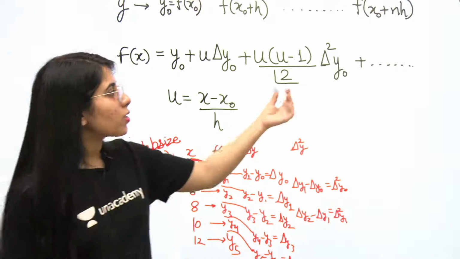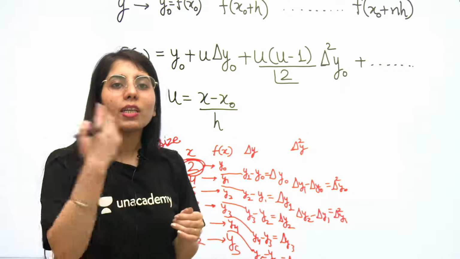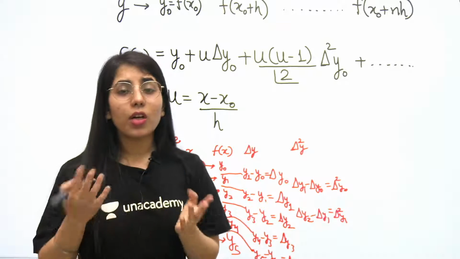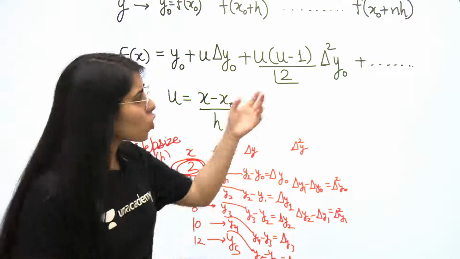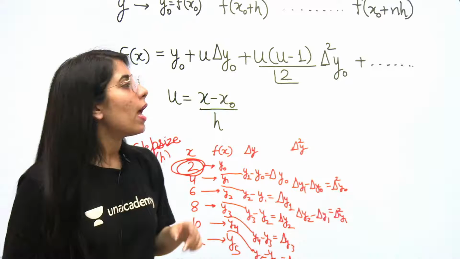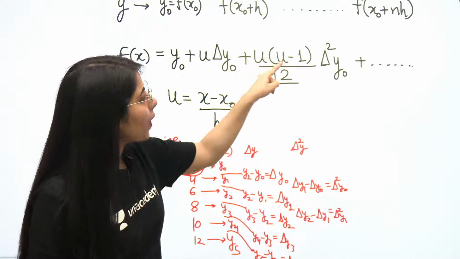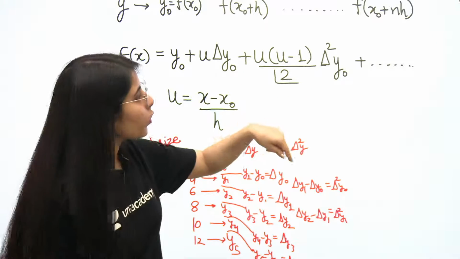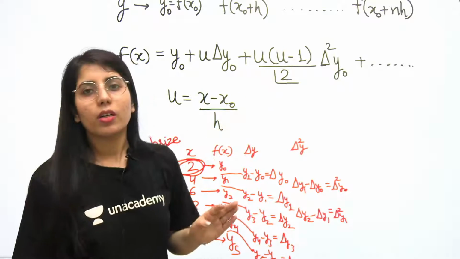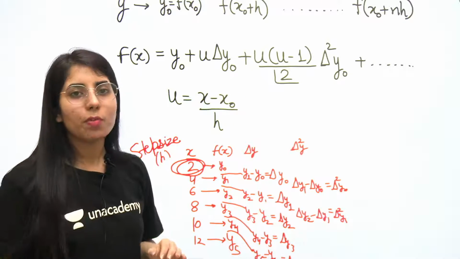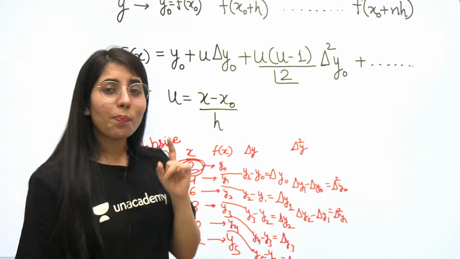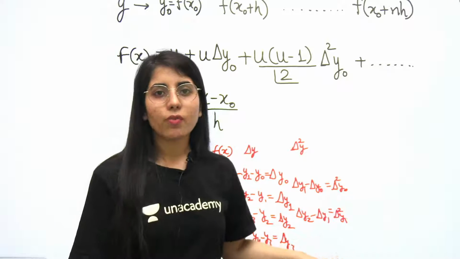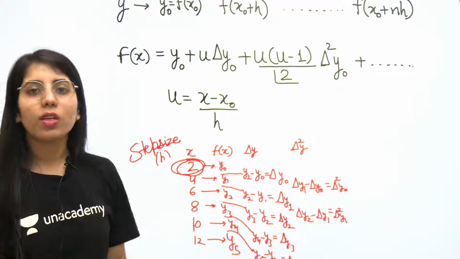For example, you got delta 2 y0 or delta 3 y0, but after that you do not have more terms, so only one more term you have to write. And how will you write it? u into u minus 1 into u minus 2 upon factorial 3 into delta 3 y0. In a similar manner you will keep writing more terms, and that will completely depend on the table you have, and how you will be able to write that particular value.